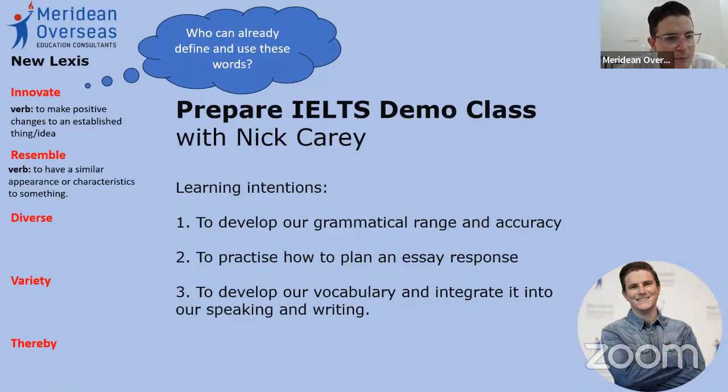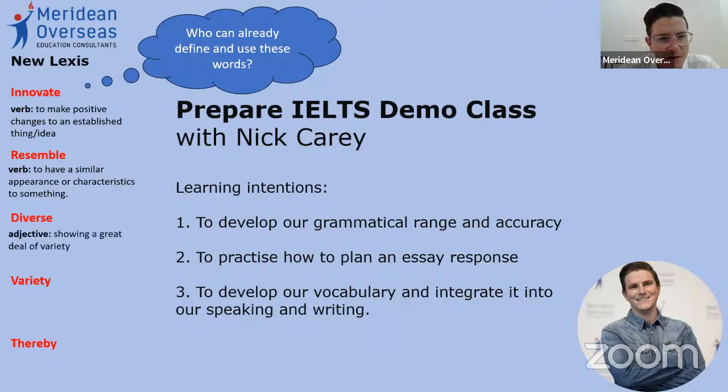We have resemble, which is to have a similar appearance or characteristics to something. One example I might think of is in The Simpsons. If you think about Lisa and Maggie Simpson, the two daughters of Homer and Marge, you could say they resemble each other in their appearance. They both have that spiky hair, don't they? And so resemble means to have similar appearance or characteristics. So your personality might resemble that of your brothers and sisters or your parents maybe as well.